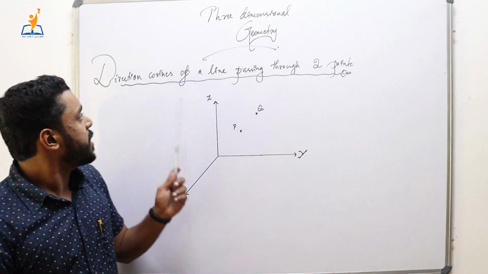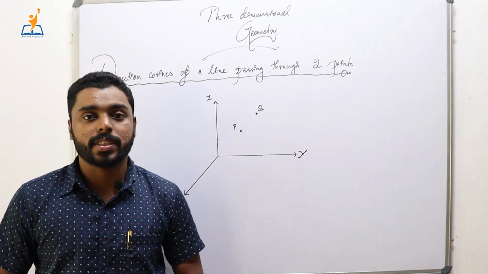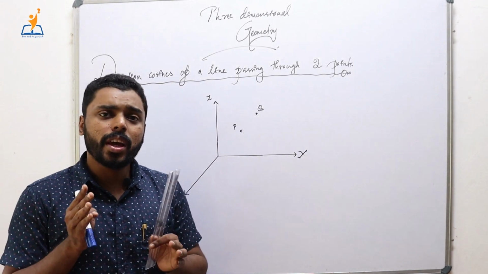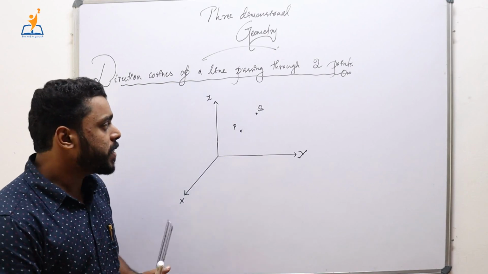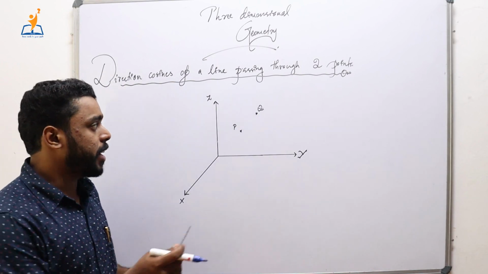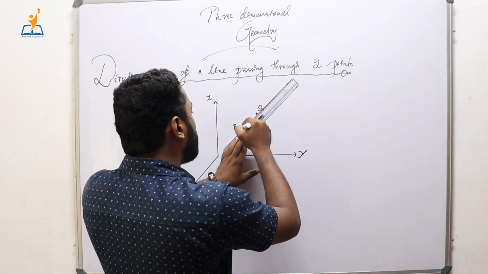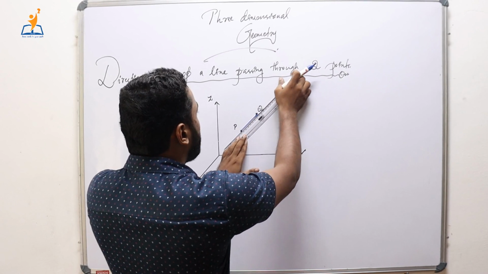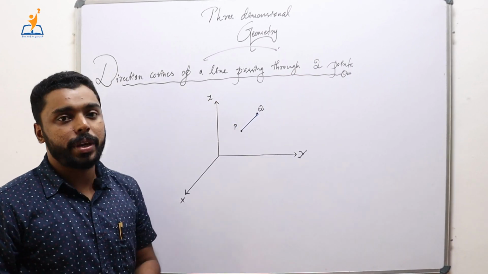Now the next section is direction cosines of a line passing through 2 points. We know that whenever we are provided with only 2 points, we can always draw a single line through those 2 points, right? Suppose that I am provided with 2 points, say P and Q, on the 3D plane, right? Now I am going to draw a line which passes through these 2 points just like this. So this is the line PQ, which is obtained by connecting the points P and Q.